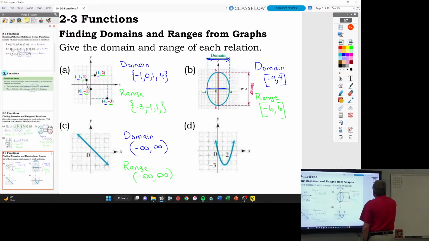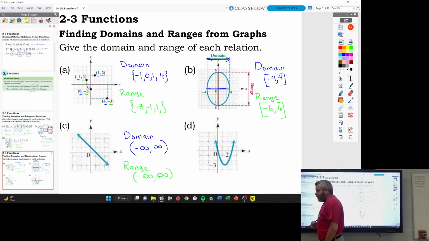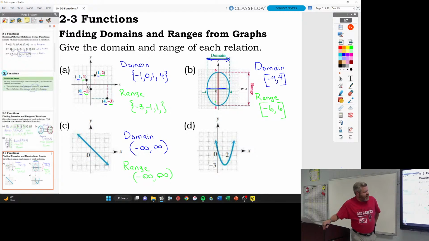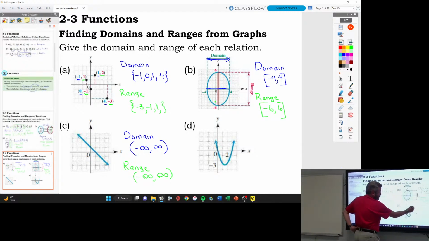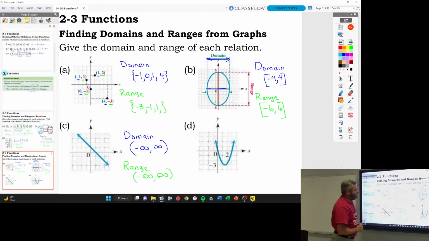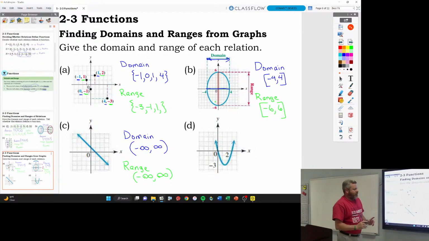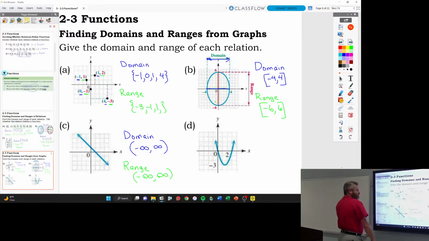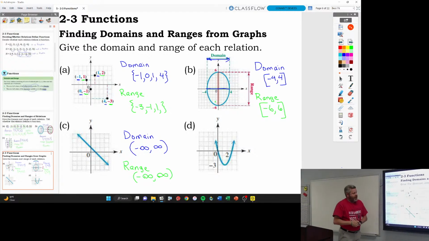Part D. Part D is a little different. If you'll notice, Part D is a U-shaped graph. This is called a parabola. And this graph, though it gets steeper and steeper and steeper as it goes up to the right and as it goes up to the left, it's always moving more to the right. It's always moving more to the left.